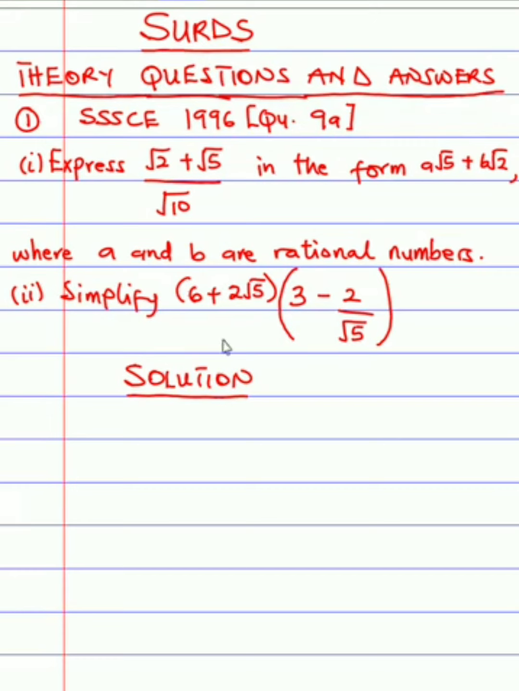Let's take the first one. The first one we have is root 2 plus root 5 all over root 10. So how can we express this in the form a root 5 plus b root 2? What we have to do is rationalize the denominator. What I mean by that is that we have to multiply the numerator and the denominator by the denominator.